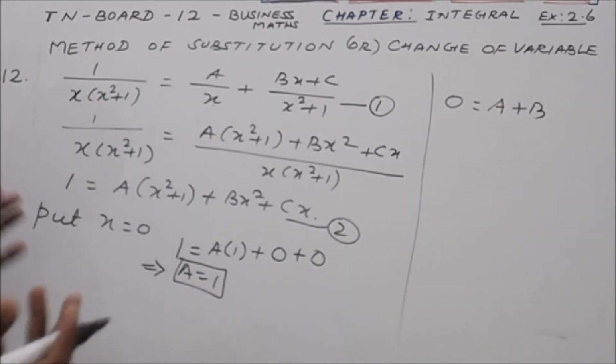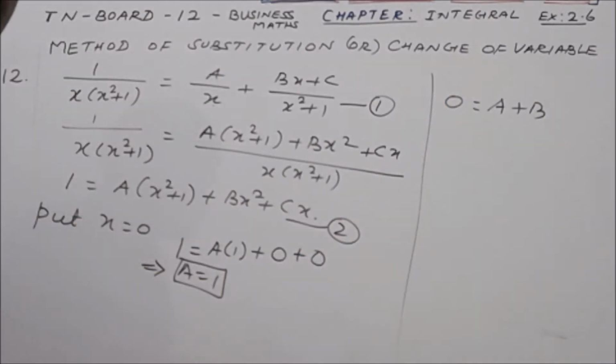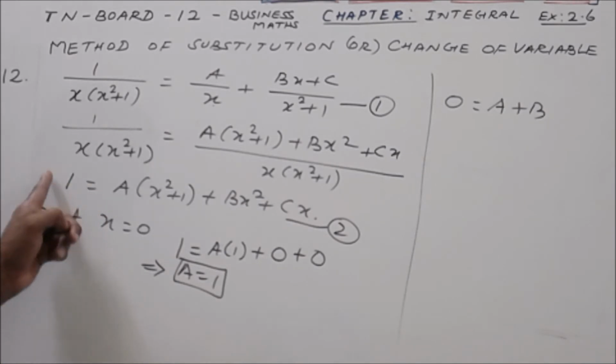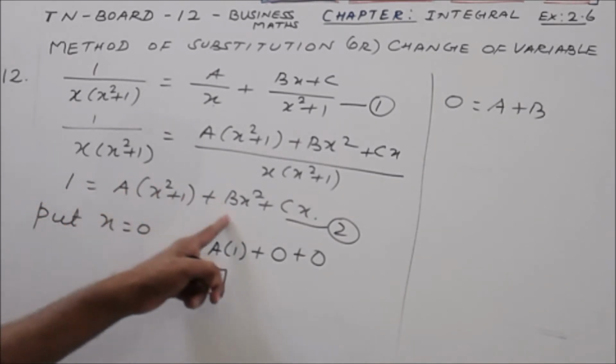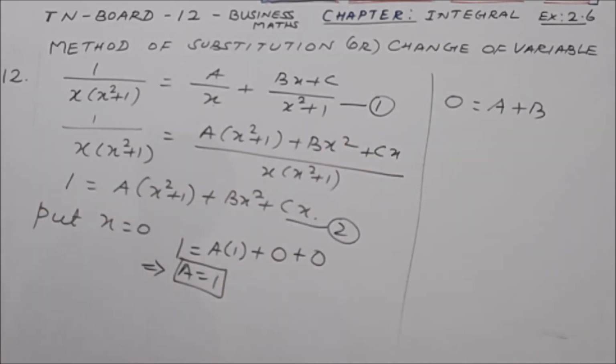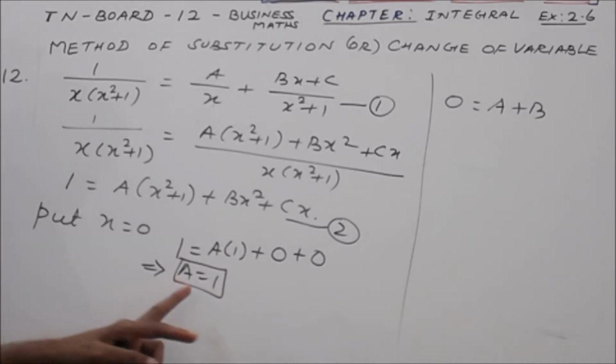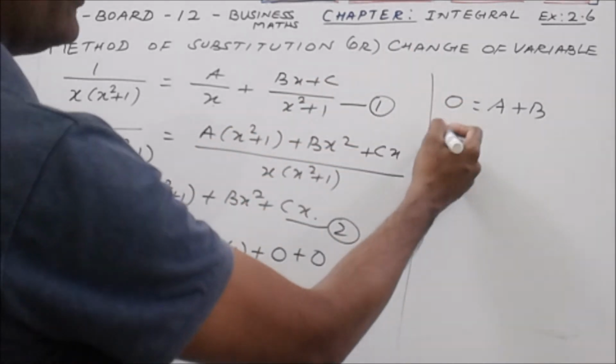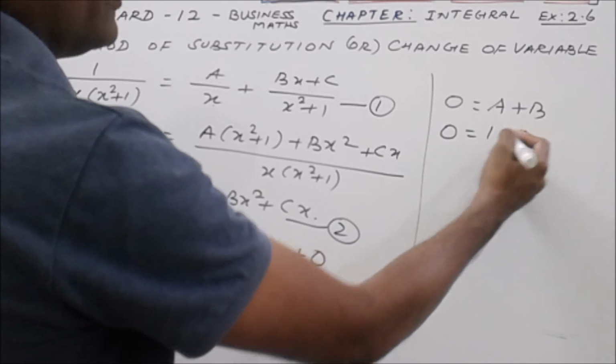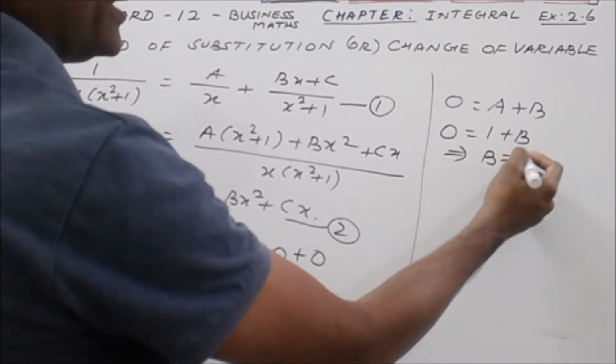Because both sides are equal, the sum of the coefficients of x square on the left side should be equal to the sum of the coefficients of x square on the right side. The left side coefficient is 0, so the sum of the right side coefficients is a plus b. We have already found the value of a. Substituting a in this, 0 equals 1 plus b, which implies b equals minus 1.